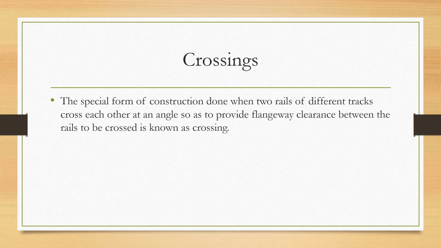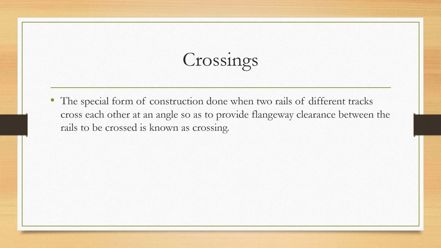Crossings. The special form of construction done when two rails of different tracks cross each other at an angle, so as to provide flangeway clearance between the rails to be crossed, is known as crossing.